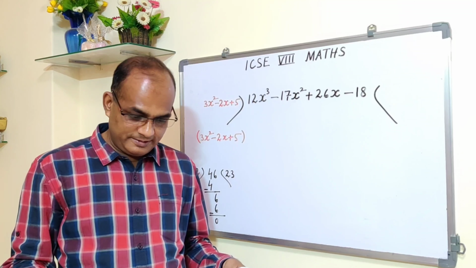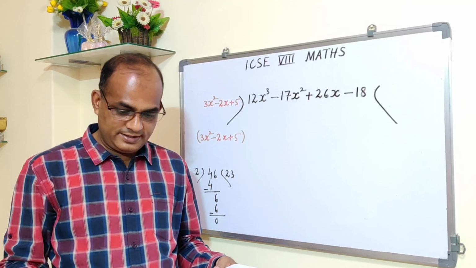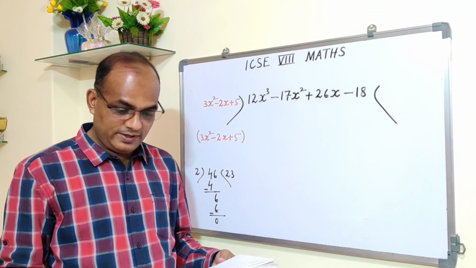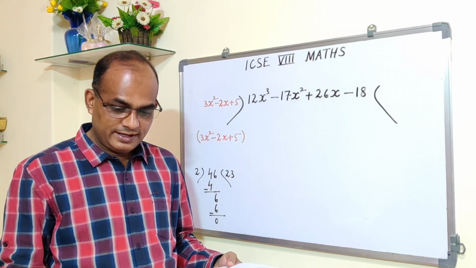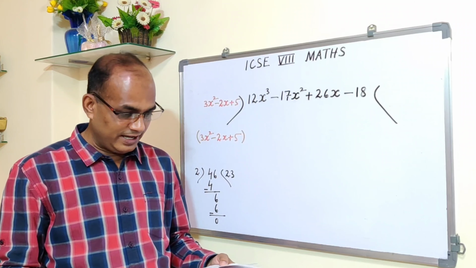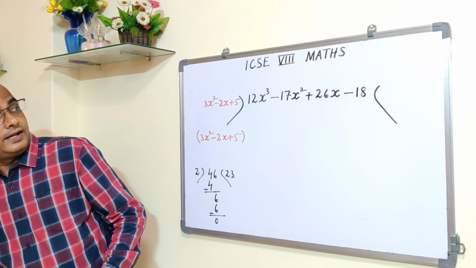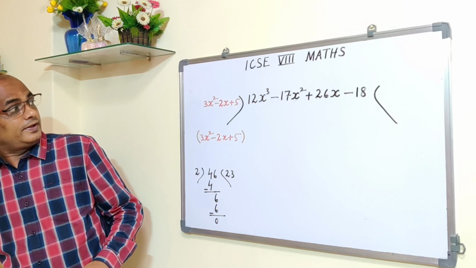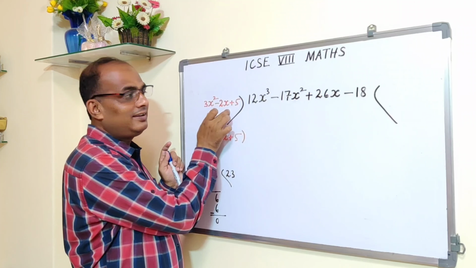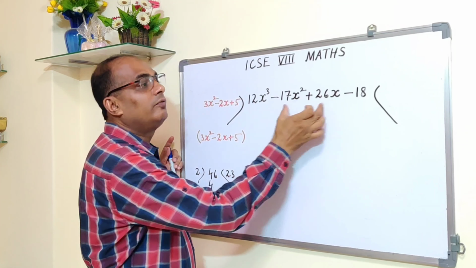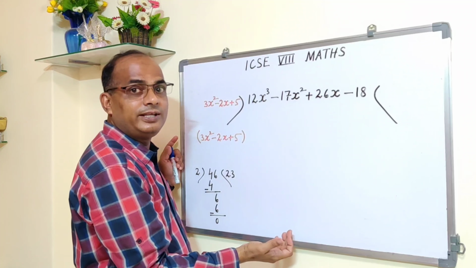The question is, divide 12x³ - 17x² + 26x - 18 by 3x² - 2x + 5. This is the divisor. This is the dividend. Now we have to find out the quotient and remainder, and that will be the answer.